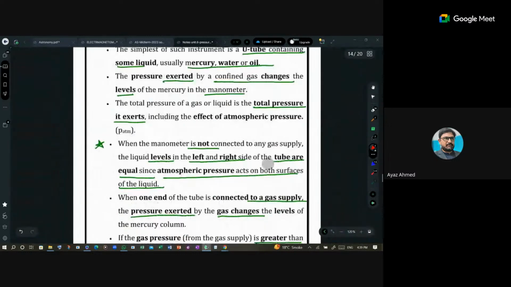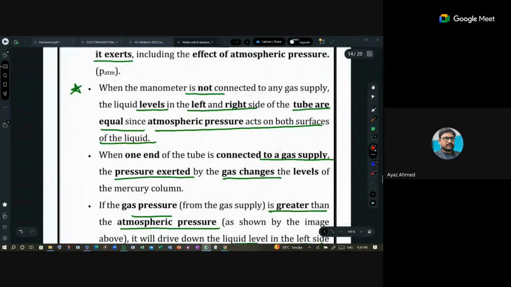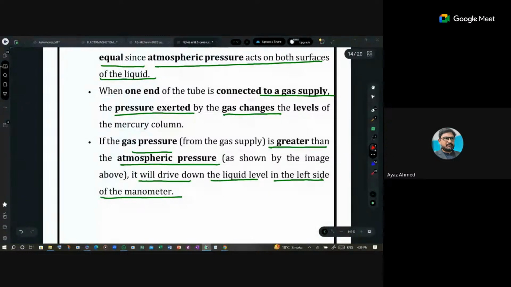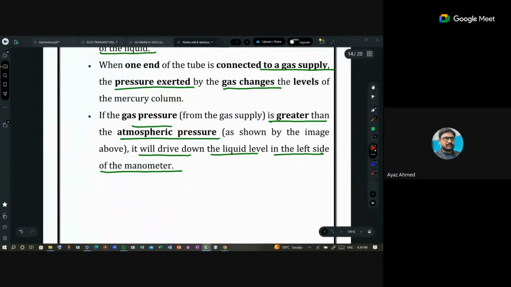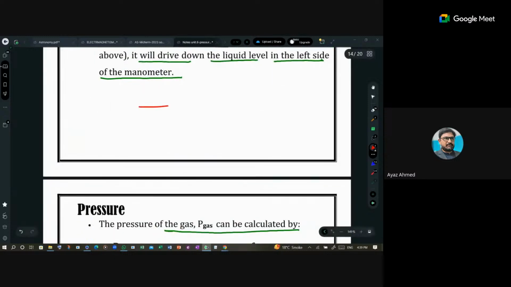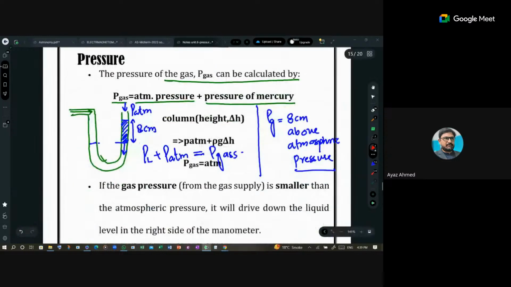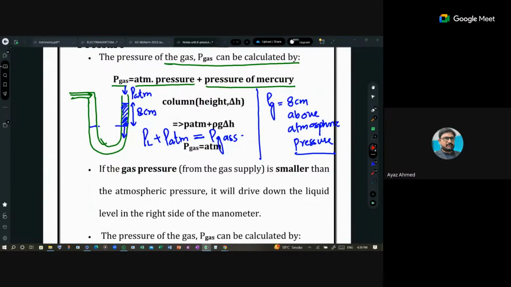Remember this: when the manometer is not connected with the gas supply, both ends have equal columns, because on both ends the atmospheric pressure is the same. But if we connect this with the gas, then the gas will push the other side up. You exert pressure from here, so the liquid column will be increased on that side. This is what I have explained over here.